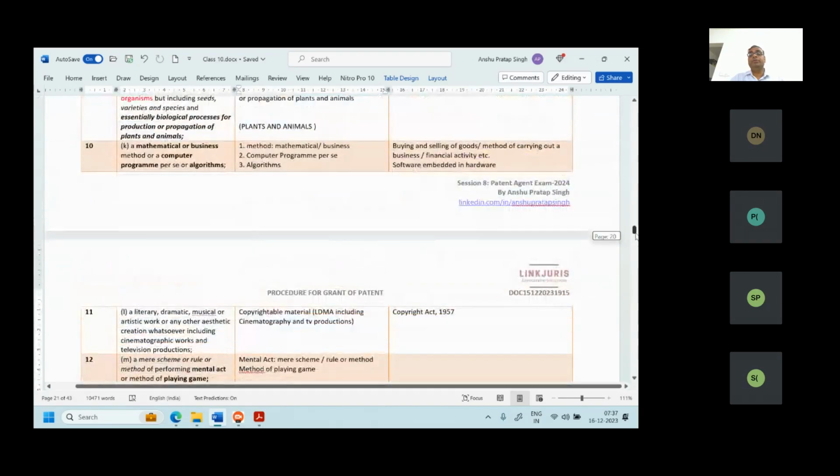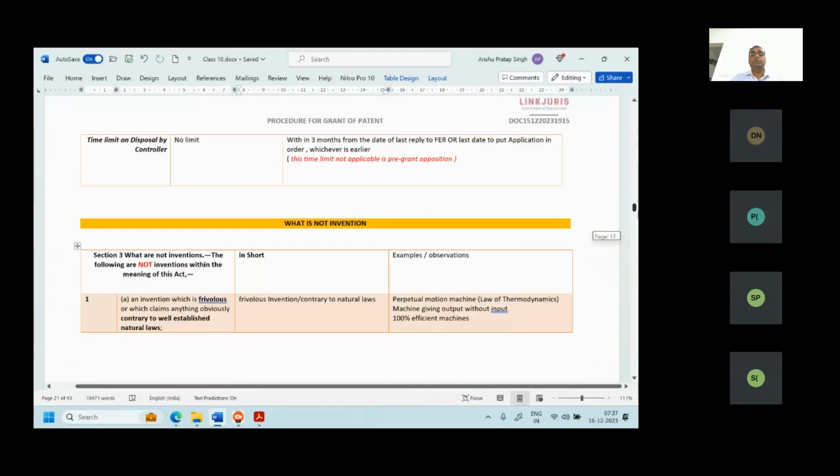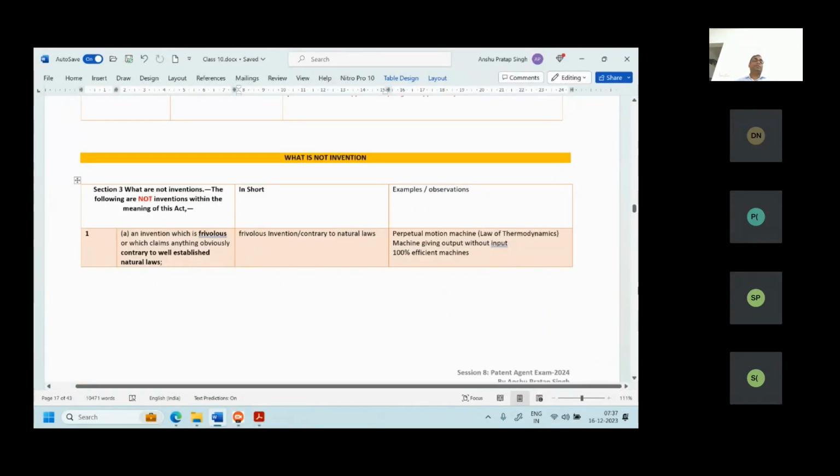Now we will go through each and every thing one by one with an example. First, the invention which is frivolous or which claims anything obviously contrary to well-established law. In short, I have written this so that you can always remember section 3A. Please remember the subsection too. You cannot forget the subsections. Here, section as well as subsection both are important. Section 3A talks about frivolous inventions or inventions which are contrary to natural laws; those will not be considered an invention.